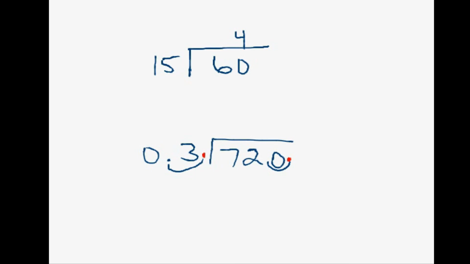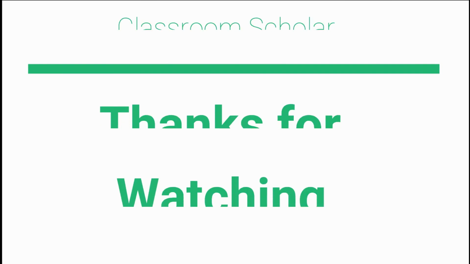And now we're ready to divide. 720 divided by 3. 720 divided by 3 is 240. 3 goes into 720 240 times. And 240 is our final answer. And that was our last example.